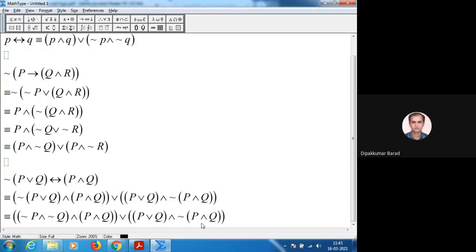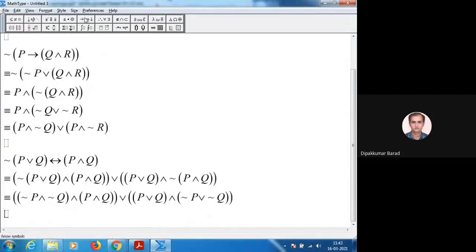Now here if I apply De Morgan's law, what I get is negation P or negation Q. Again, it's equivalent to. Okay, so we have and here, so not P and P. So which is true? T. I get T. Not P and P.